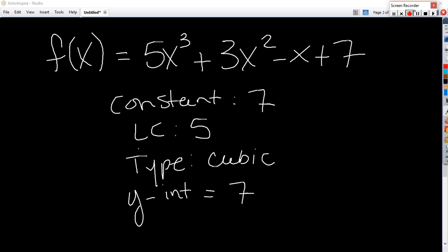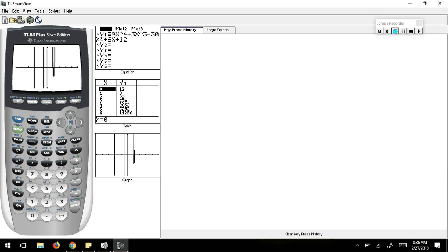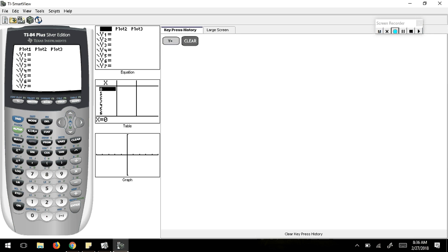All right, let's graph it. So on your calculator, you want to go to y equals. If you get lost on my key history, you can look there on the right. Those are the exact buttons that I've pushed. So y equals, I cleared out what was there. I'm going to do 5x to the third. 5x, raise it to the third.